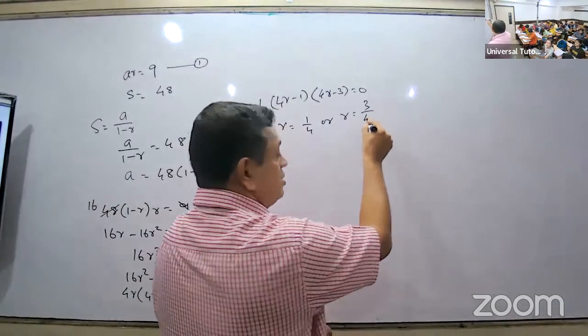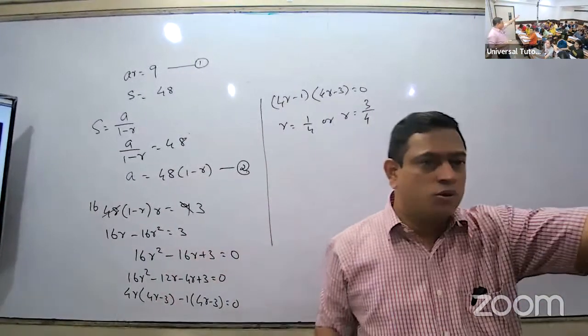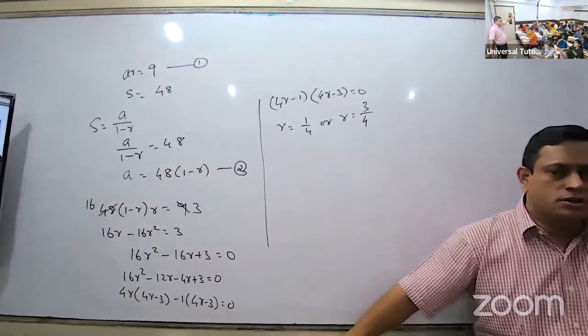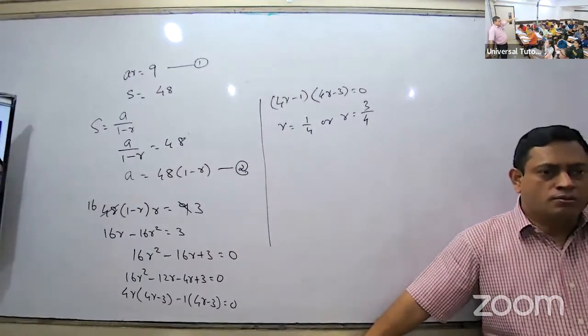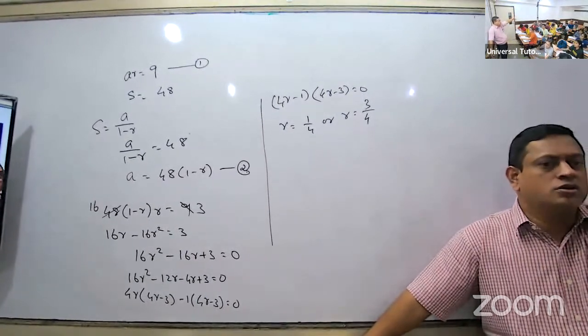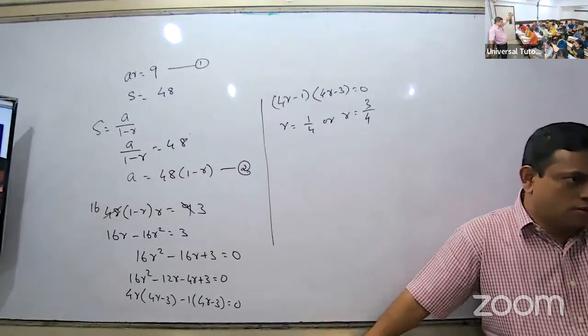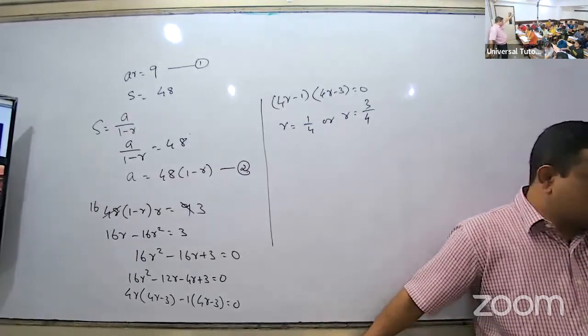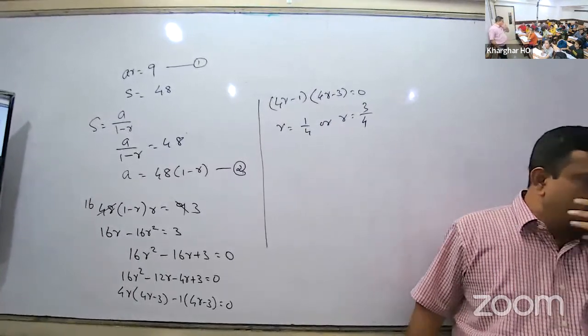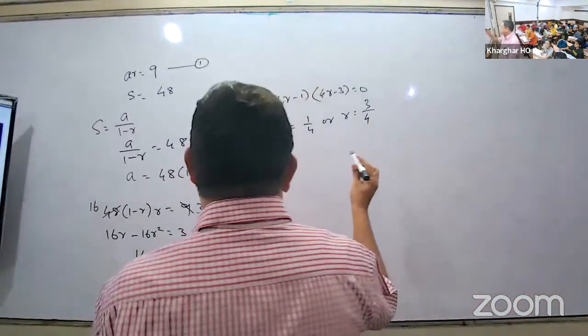Why both are possible? Let's see. Because the mod of R is less than 1. That is why up to this level it is possible. Later we will see that. Next, substitute in 1.